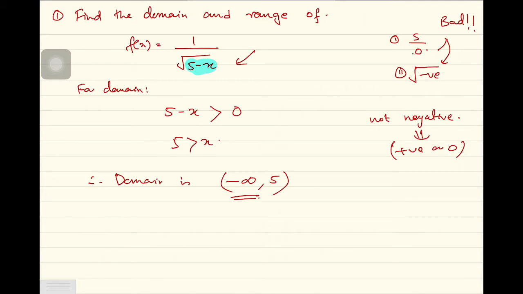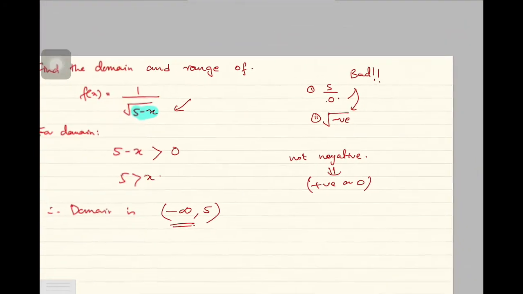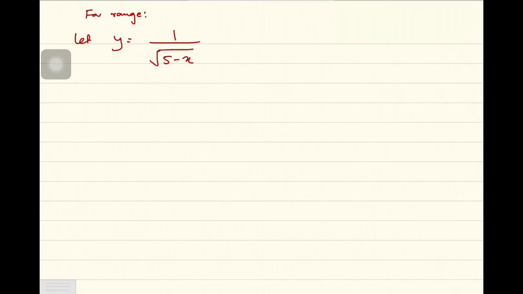Now let's go to range. Now for range, let me write down, there are two techniques, you know it. I think I'll follow the technique wherein we have to change the subject of the formula. Let y equals to 1 divided by under root 5 minus x. Correct, everyone? Check this out: 1 divided by root 5 minus x. That's the function.